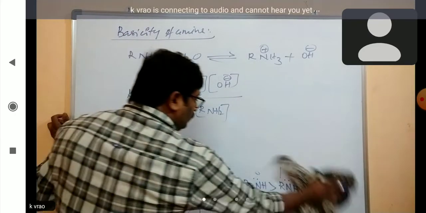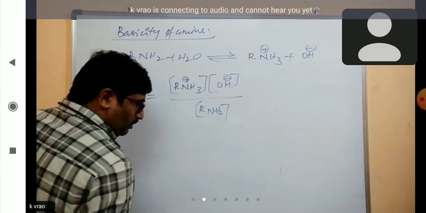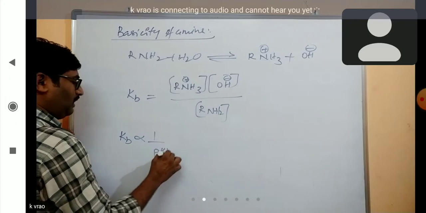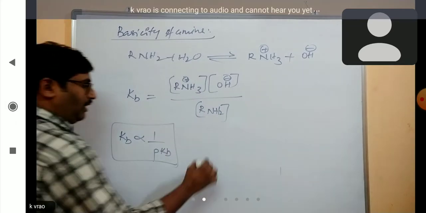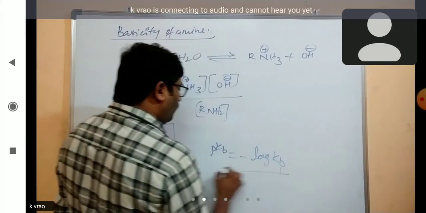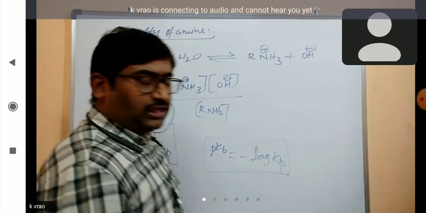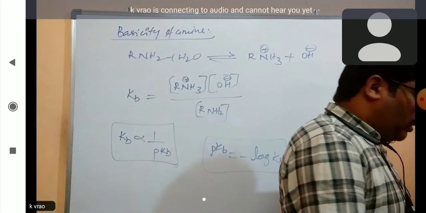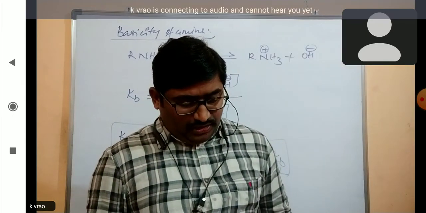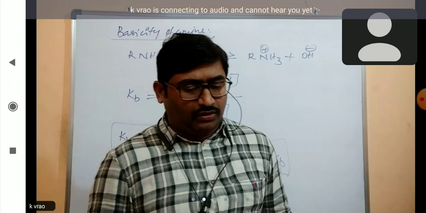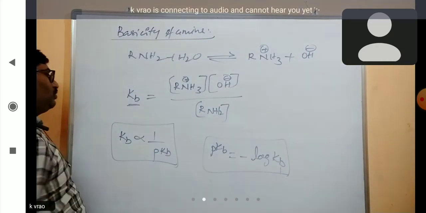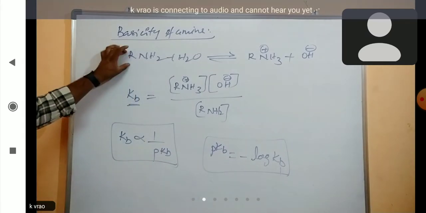Got it? So, in the acid base chapter, we know the relation that Kb is inversely proportional to pKb. pKb is equal to negative logarithm of Kb value. This is the expression for Kb and pKb values. Some values are given here. Values we don't require, but you have to remember the basicity of the amines is expressed in Kb, that is the dissociation constant of the equation, right?